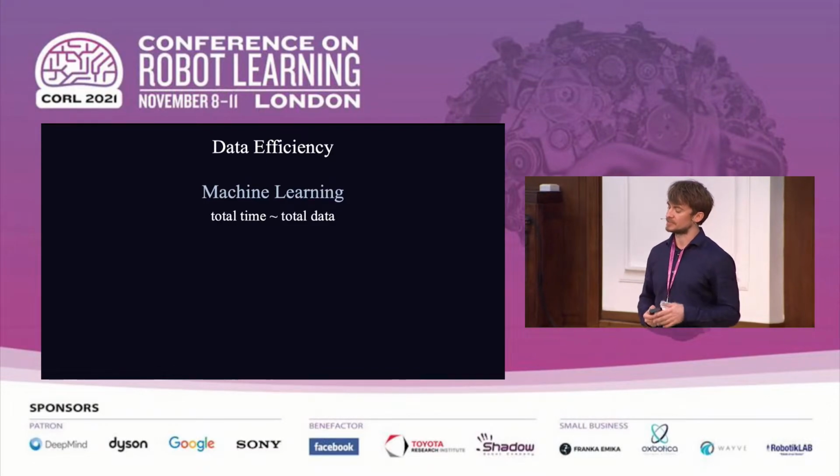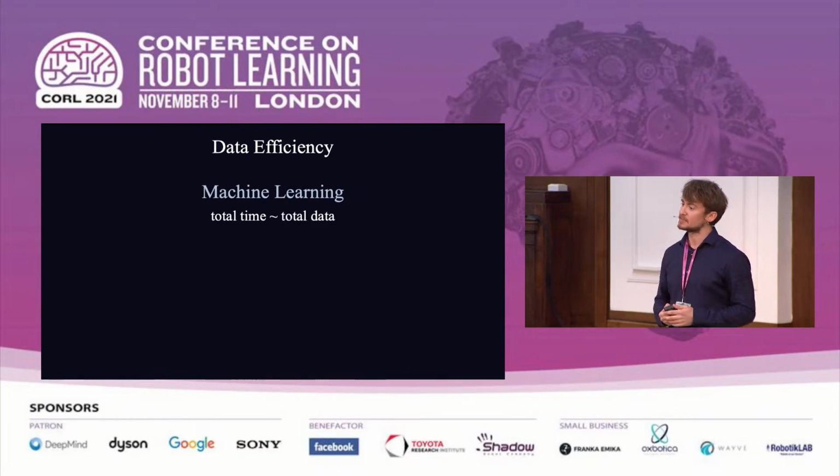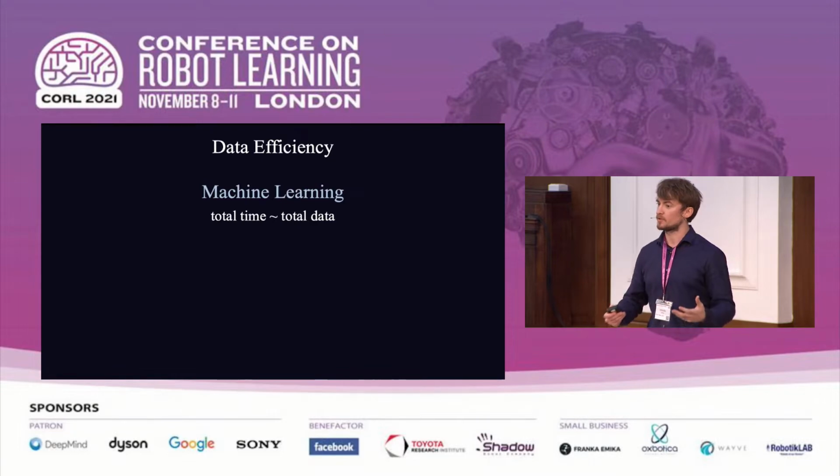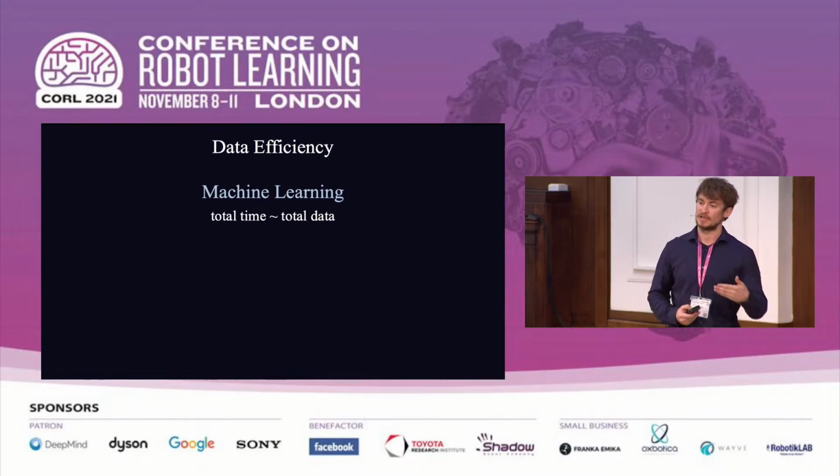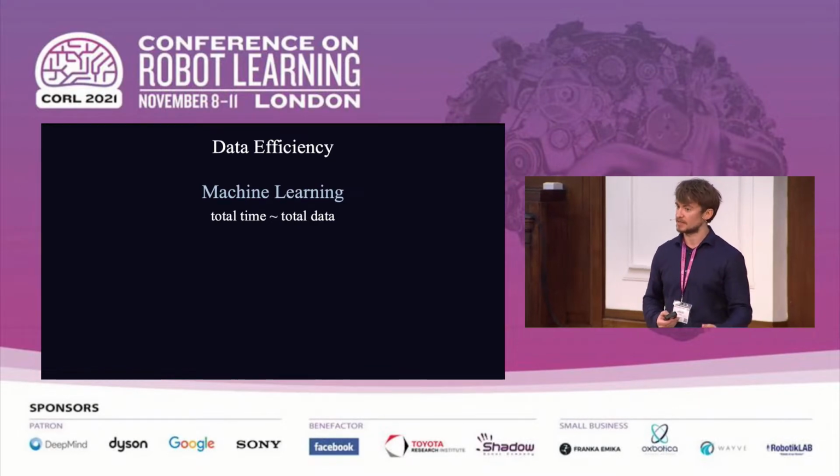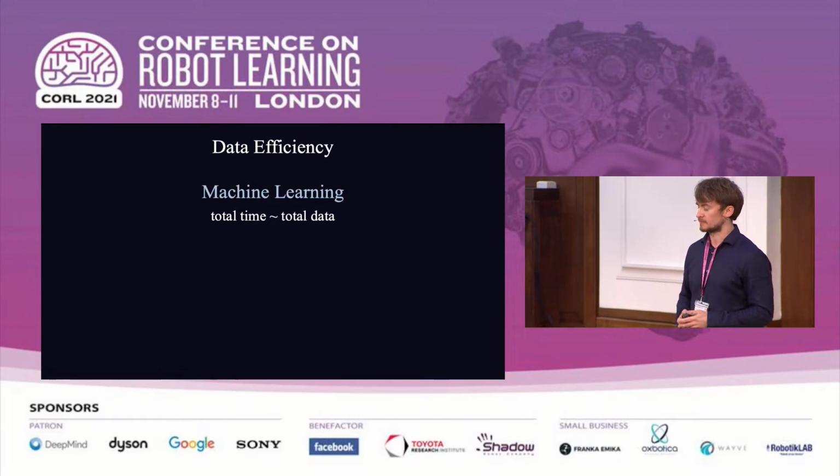So let's have a look at data efficiency. With machine learning, it makes a lot of sense to evaluate with data efficiency because the total amount of data that you collect is kind of proportional to the amount of time. You know, the more data you collect, the longer it takes to label that data, and then you train on that data, okay?